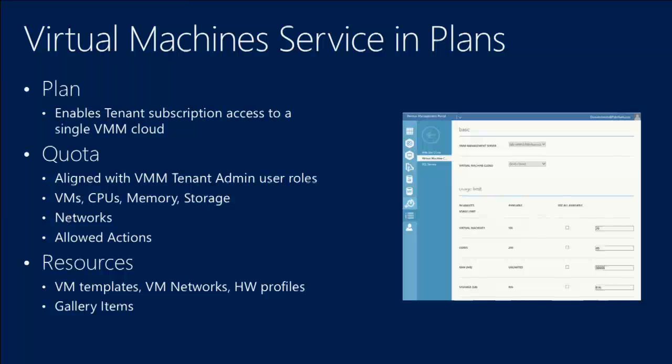Okay? So for an infrastructure as a service plan, right, for a virtual machines plan, you enable access to a single virtual machine manager cloud. So you pick a VMM server, and you pick a specific cloud, which is a resource pool of compute, storage, and network, and you have a tenant that subscribes to some capacity from that cloud. Okay, and you do that within the plan UI, and I'll show that a little bit later in a demo.